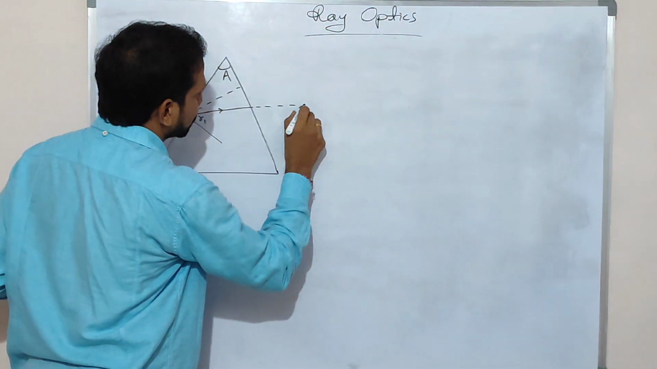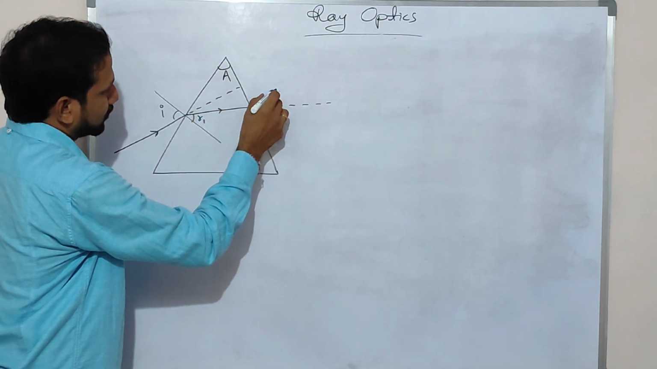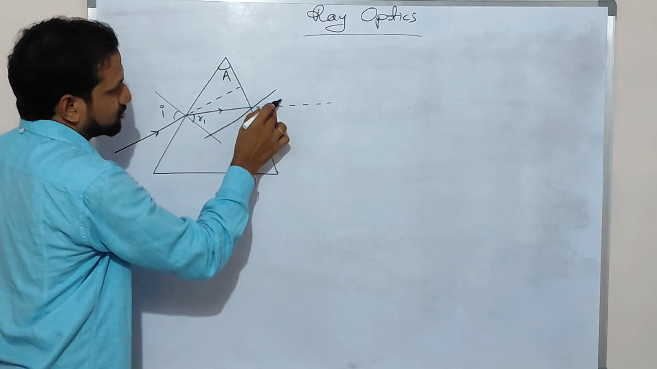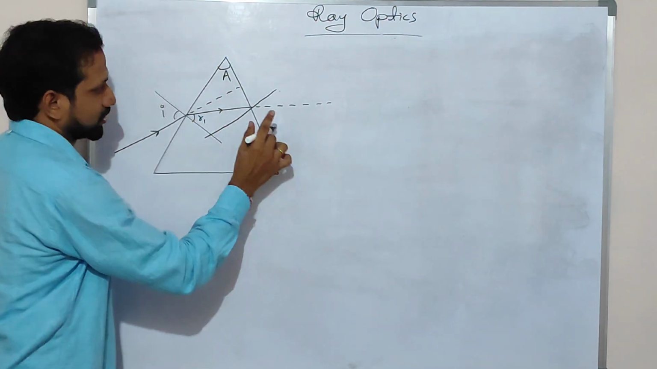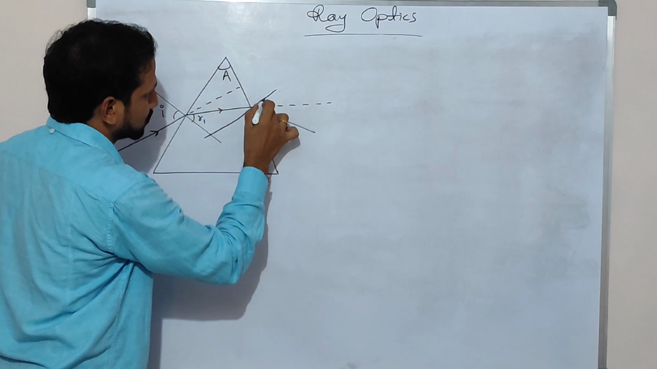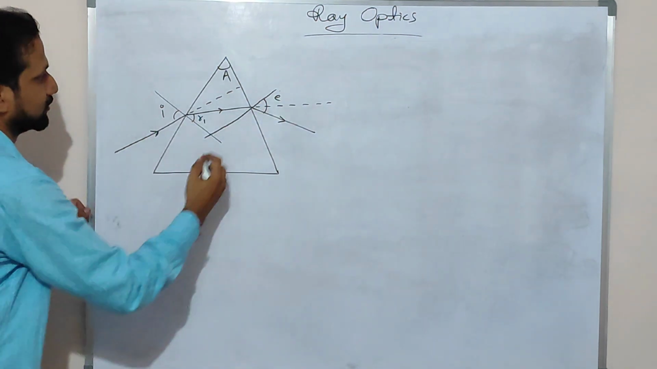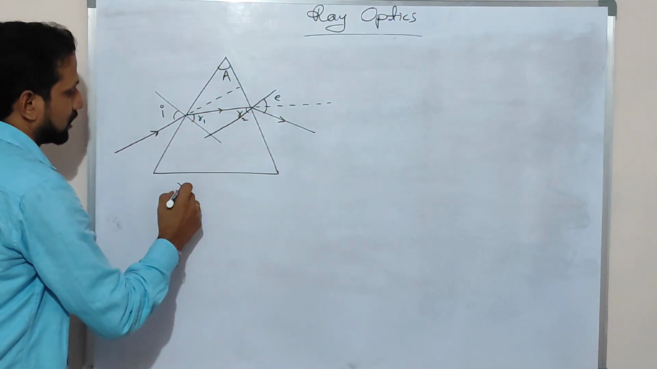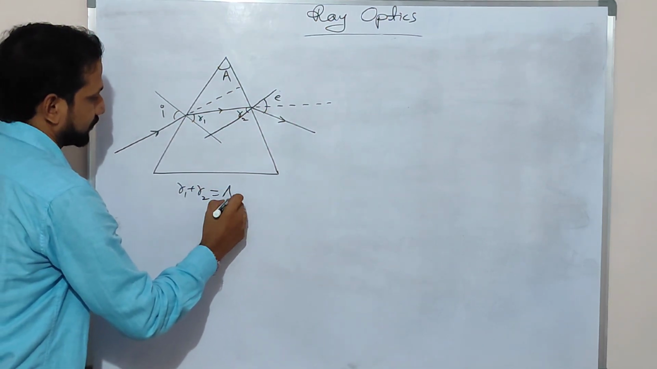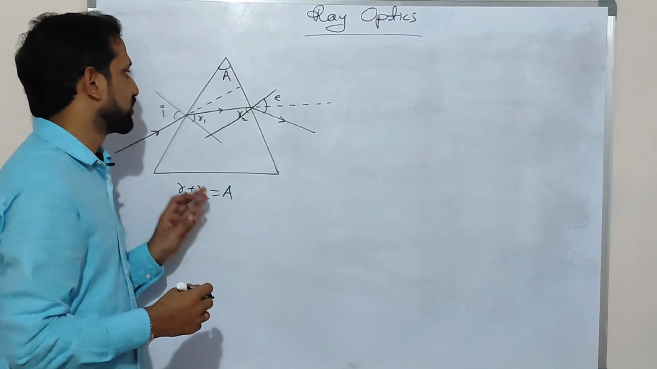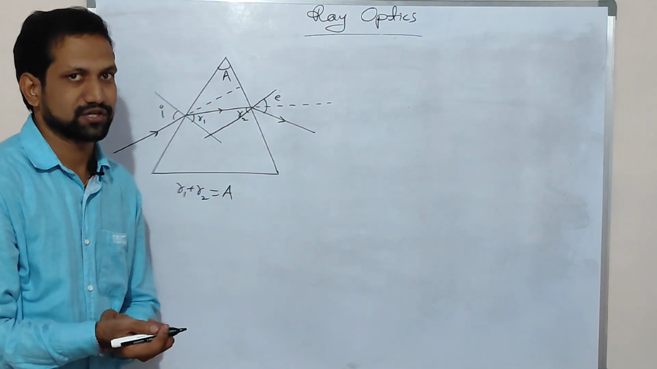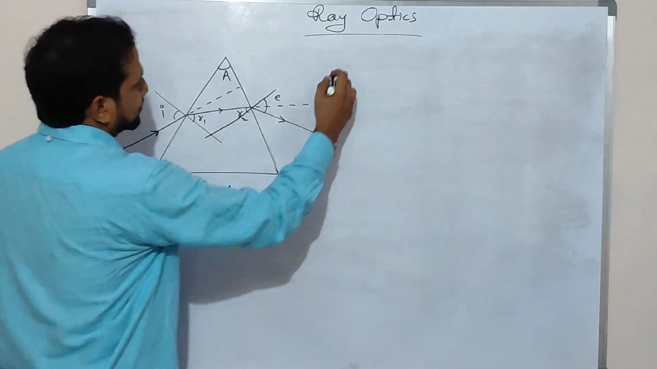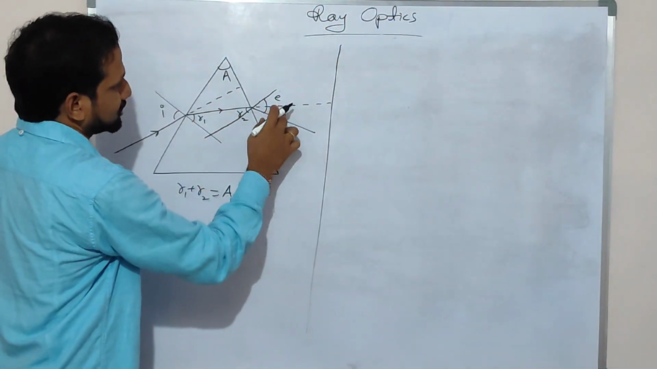The actual path from here is this way, but the normal drawn at the point of incidence may be this one, and they will intersect here. From the actual path it should deviate away because it is going from denser to rarer. So it will deviate away, and this is going to be the angle of emergence, and this is the angle of incidence R2. I have also told you that R1 plus R2 equals A. With this we are going to see the condition for total internal reflection, or the condition for grazing emergence.